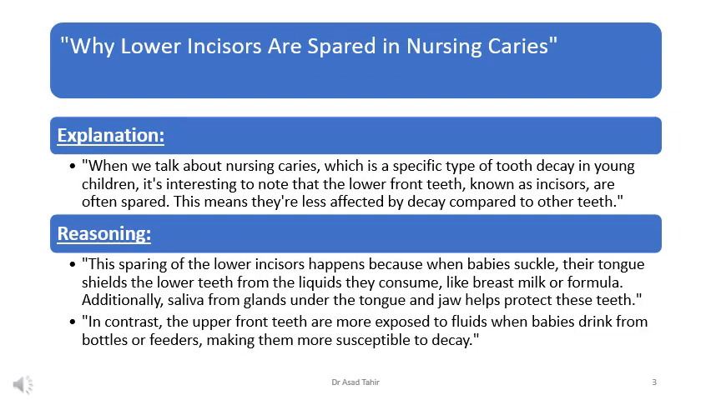Why lower incisors are spared in nursing caries. Explanation. When we talk about nursing caries, which is a specific type of tooth decay in young children, it's interesting to note that the lower front teeth, known as incisors, are often spared. This means they're less affected by decay compared to other teeth.